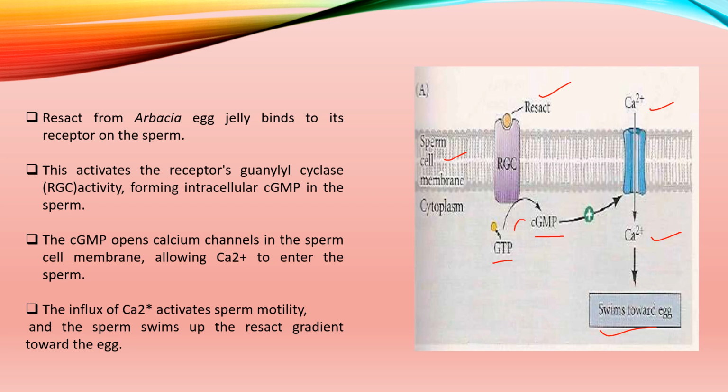So what happens first? Resact is secreted by the egg jelly coat of sea urchin and binds to the receptor of the sperm plasma membrane. In the sperm plasma membrane, it activates the receptor guanylyl cyclase. Then the guanylyl cyclase converts the GTP to cyclic GMP. Cyclic GMP opens the calcium channel in the sperm cell membrane that allows the influx of calcium, and the influx of calcium activates the sperm motility, and the sperm swim up the resact gradient towards the egg.